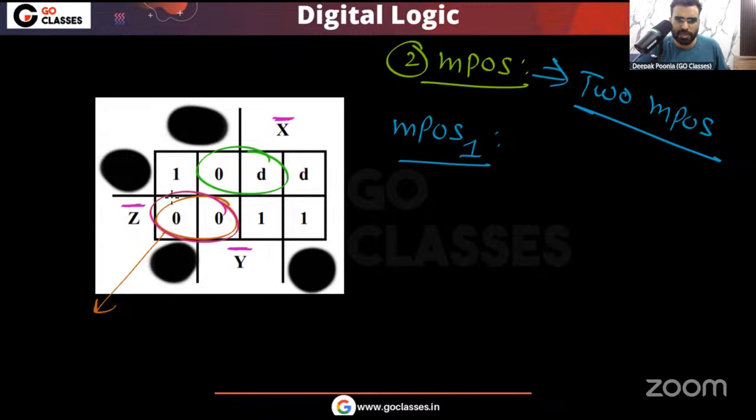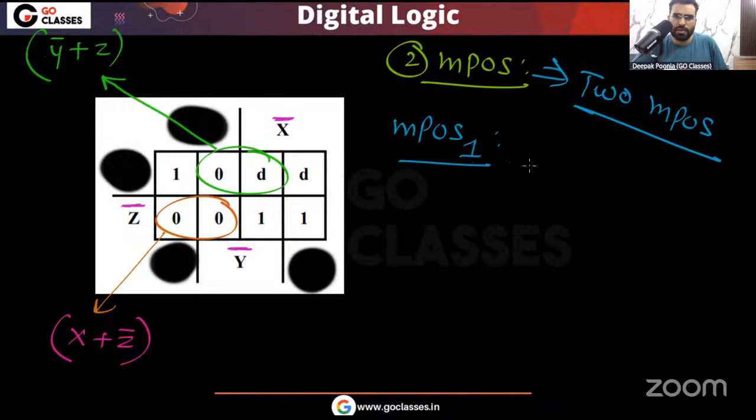So you can see what is the sum term corresponding to this orange cube. This is in the area X, also in the area Z bar. So the sum term will be X or Z bar. For this green cube, what is the sum term? This is in the area Y bar, also in the area Z. So Y bar or Z. So the minimal POS 1 expression is X or Z bar, and Z or Y bar. Okay, yes or no? Very simple.